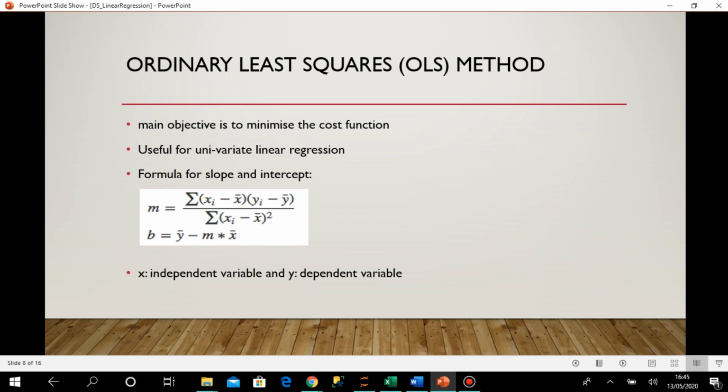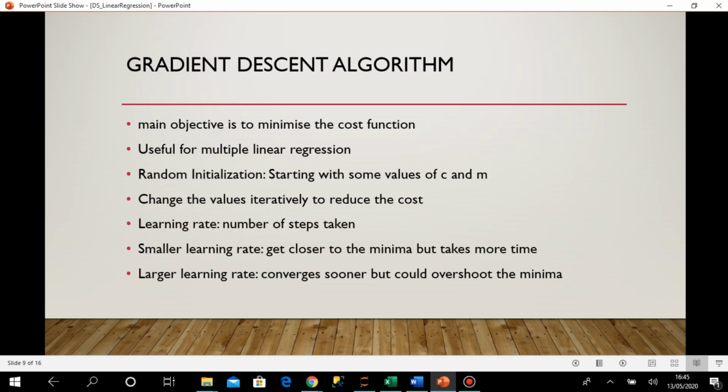So this formula can be used to minimize the error in the univariate linear regression. Okay, now there is another algorithm. This is called the gradient descent algorithm. Again, the purpose is to minimize the cost function. But it is mainly useful for multiple linear regression.